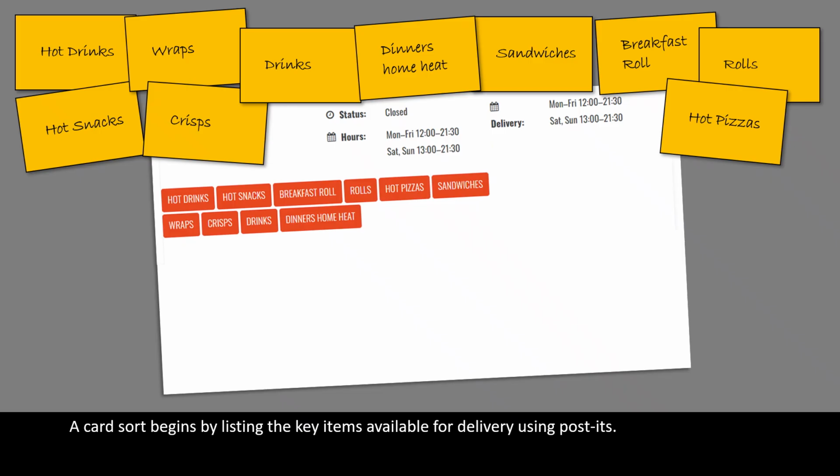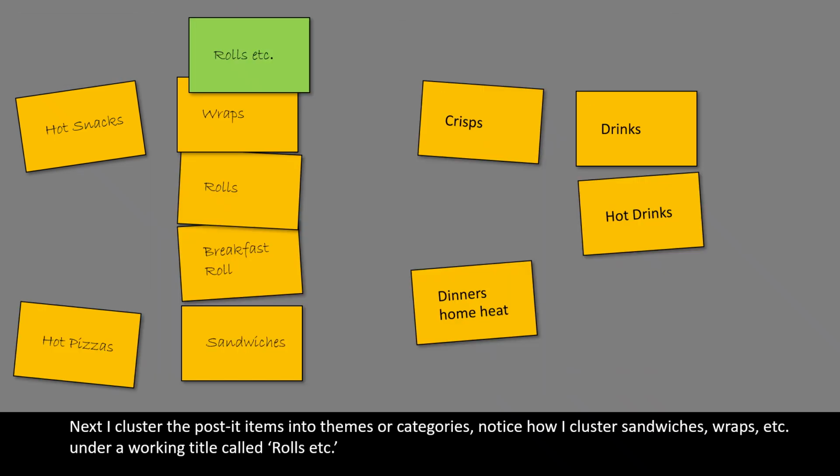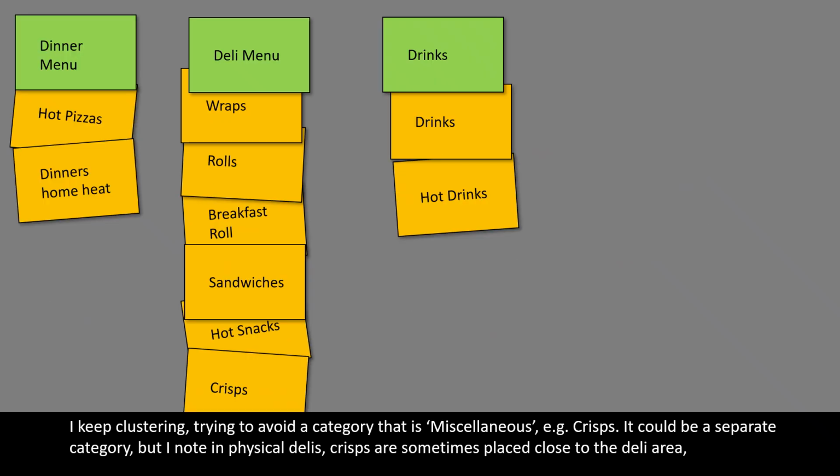So what you do is you begin by listing all the key items available for delivery using post-its. Next, I cluster the post-its into themes or categories. Notice how I cluster sandwiches, wraps, etc. under a working title called rolls, etc. I keep clustering, trying to avoid a category that is miscellaneous.